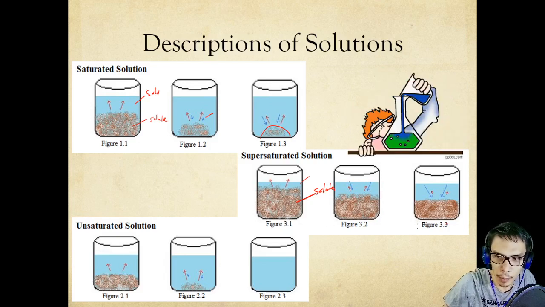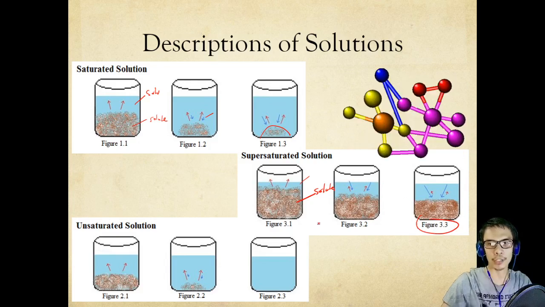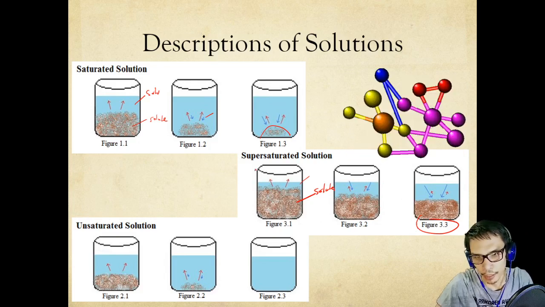So at the end of the process, on this figure 3.3, as you can see, the magnitude of crystallization is greater than the magnitude of dissolution. Alright, so that is the supersaturated solution. Alright, next one, the unsaturated solution.